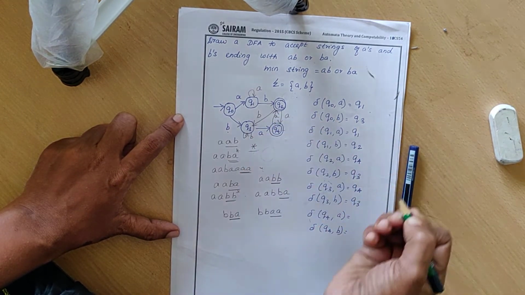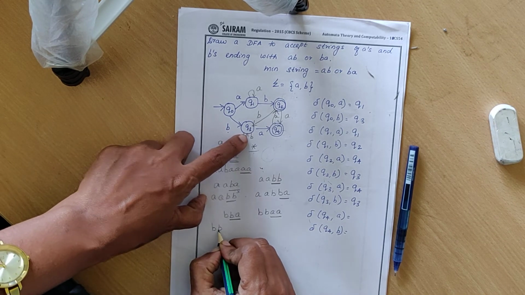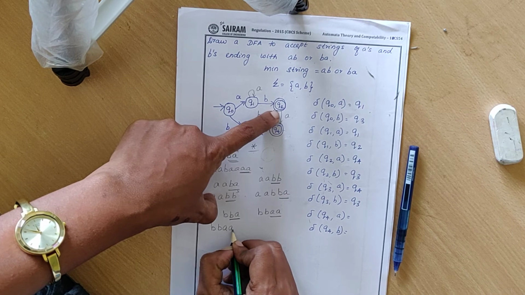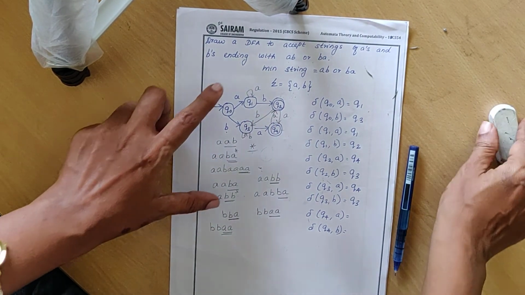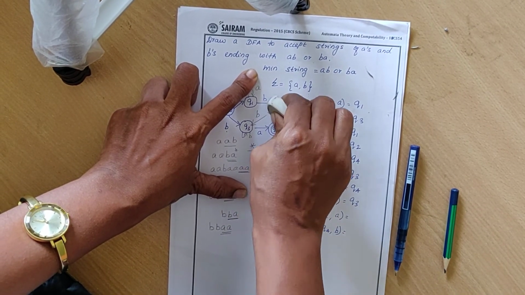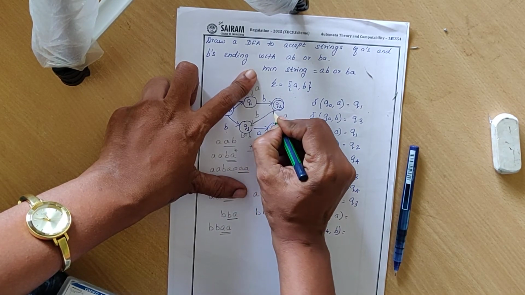So I'll check here. You can write B, A, and then this A. So it is ending with AA. It is not ending with the given condition. So even this marking is not correct.